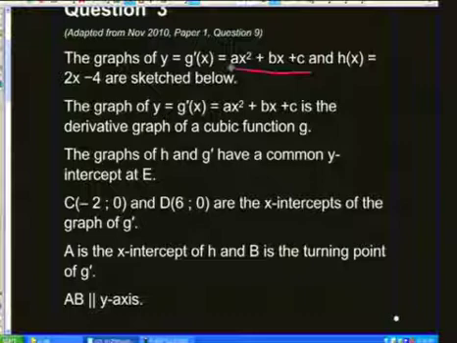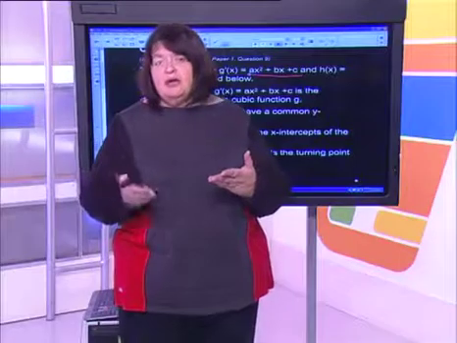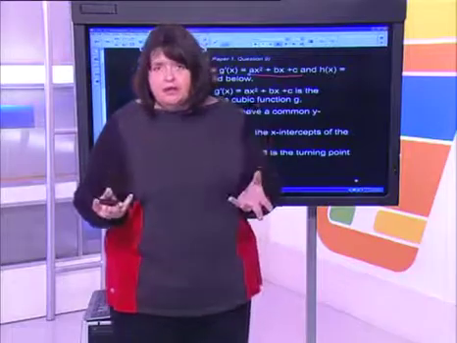And h of x, which is a normal graph, are sketched below. The graph of y equals g dashed x is the derivative graph of a cubic function. Now that makes perfect sense, because we know that once we take a derivative of something, we lower its power by 1. So if the original was a cubic and we take its derivative, it will be a quadratic.